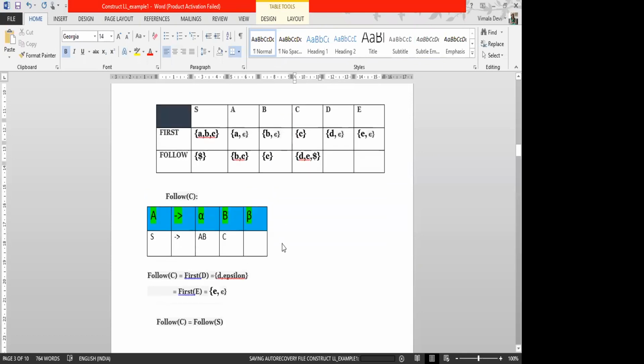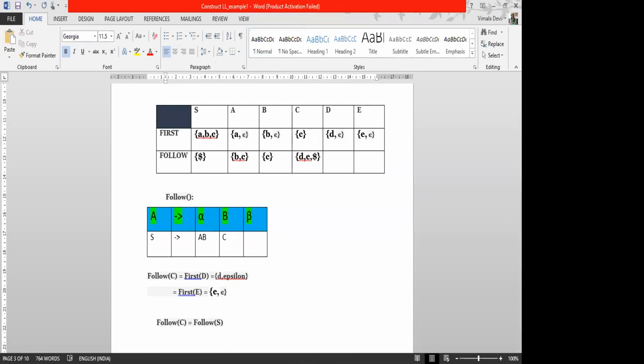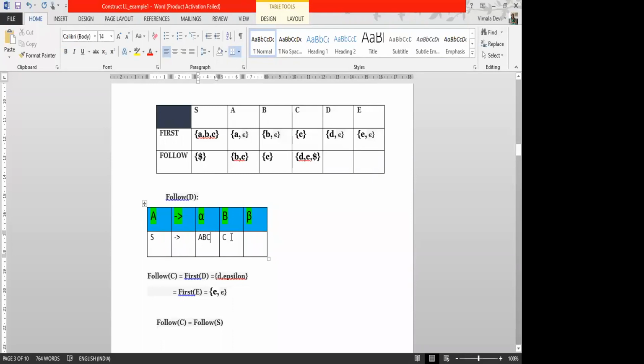Okay, now, next we are going to compute the follow set of D, right? So if we are going to compute the follow set of D, how do I match the rule? Alpha contains A, B, C. We are going to compute follow of D. So D should be matched against the B. What is there in the beta? It is E, right?